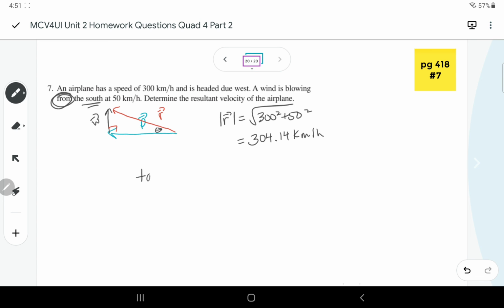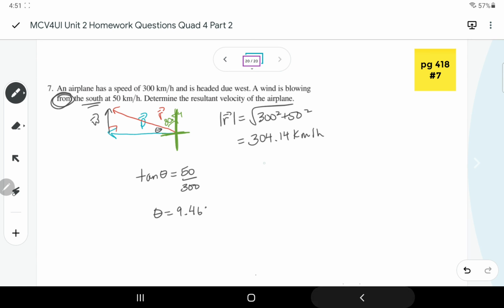So I would say tan theta here is 50 over 300. So there I get 9.46 degrees. But it is important to remember that we always give our angle references from north or south first. So I have to figure out what this angle is by subtracting from 90. So that will be 80.54.